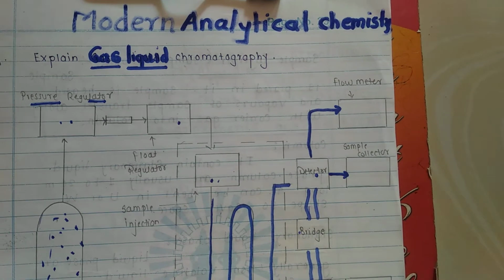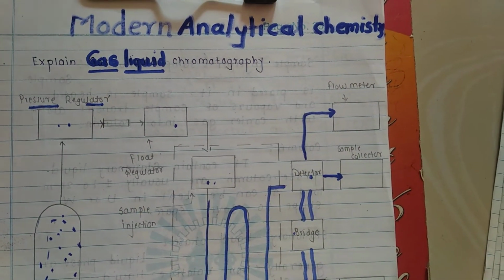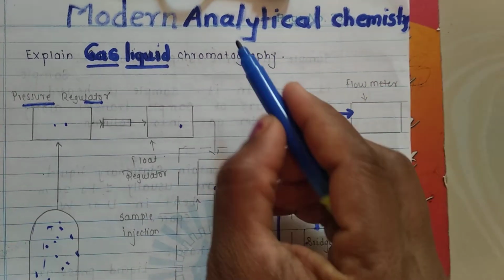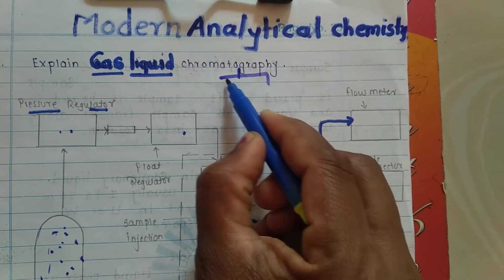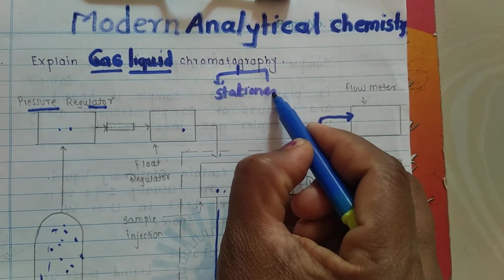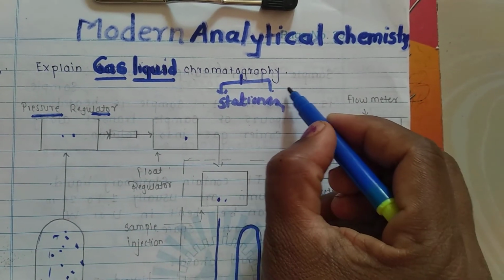Chromatography is divided into different types depending upon their stationary phase and mobile phase. In chromatography there are two phases. One is the stationary phase. The stationary phase remains fixed, while the mobile phase is movable in nature.